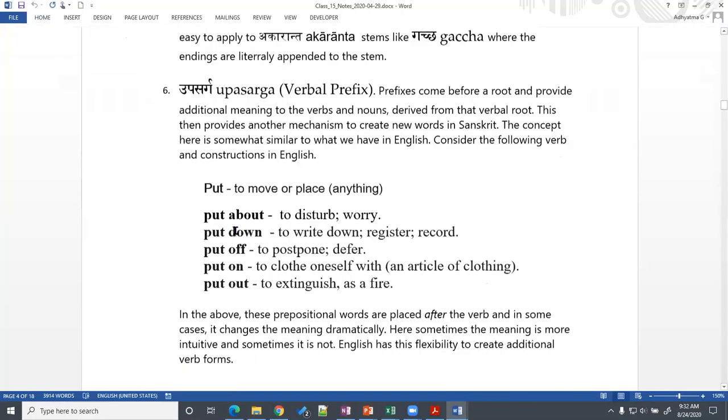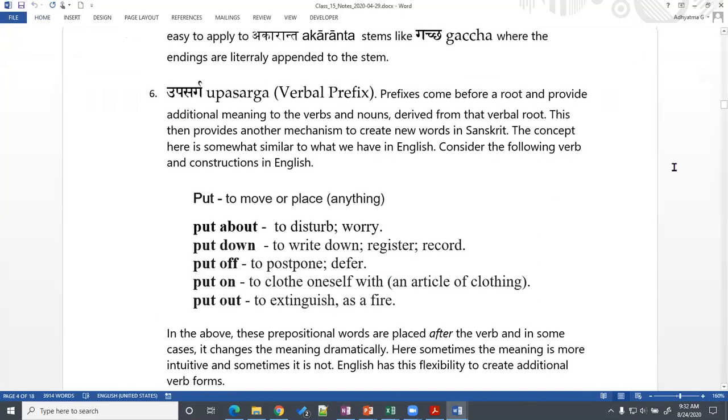Looks like it must be a long time ago. So some revision may be in order here. So we discussed that time that just like in English, you have a verb, say put, that means to move or place anything. But when you add certain words after this verb, the meaning changes. So put about means to disturb, to worry. Put down means to write down, to record.